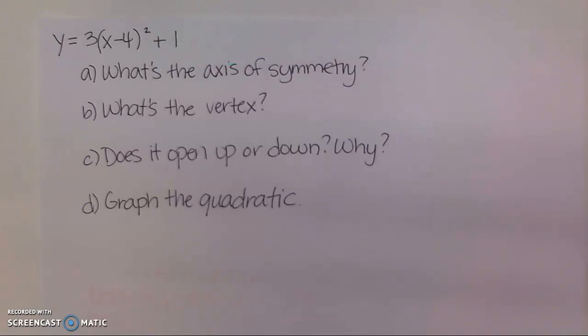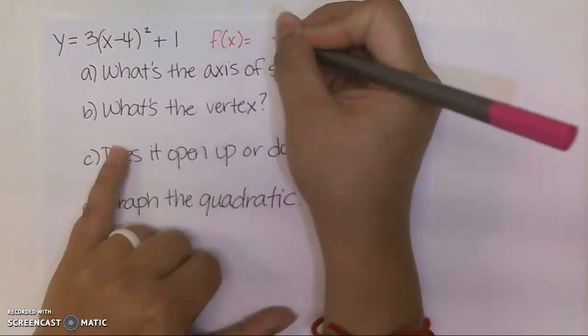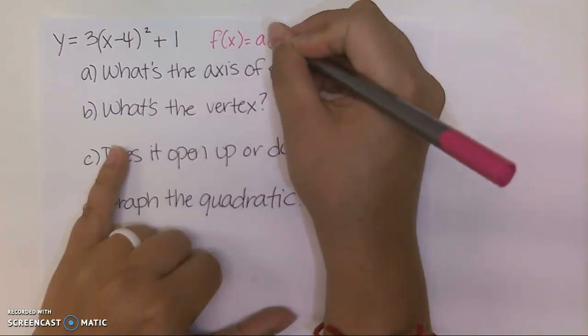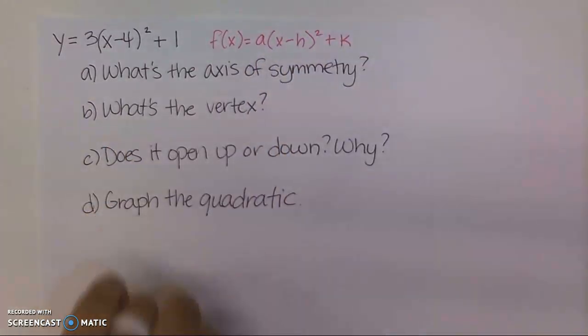In this video, we're going to talk about vertex form of a quadratic. It's a little bit different than standard form. I think it gives you a lot more information than standard form. So the vertex form of a quadratic is a times x minus h squared plus k.